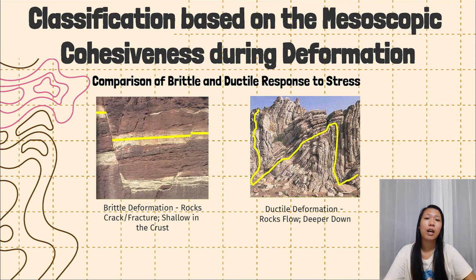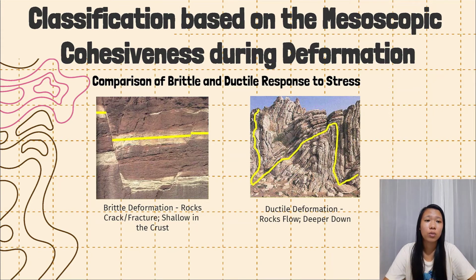Let's have a comparison on how brittle and ductile respond to stress. The first image shows brittle deformation. You can see here that there is a discontinuity in the layers of the stratum, in which the hanging wall has slipped down relative to the foot wall, and that is a sign of faulting. I believe that this is a dip-slip fault, mainly due to tensile stress. And because brittle deformation is more common in the upper part of the crust, there is a tendency for rocks to fracture, as very low temperature can result to higher differential stress.